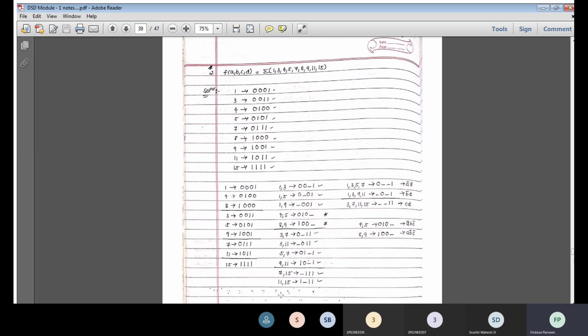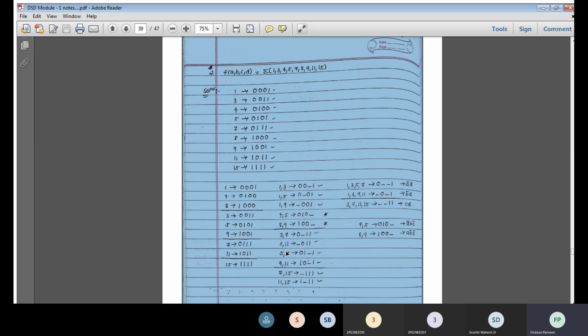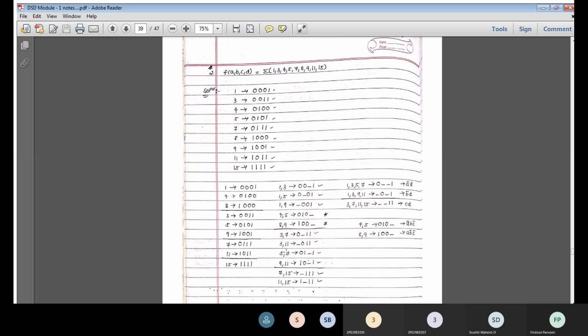So next, 3, 7, I will compare it with 11, 15 can be compared. So it is dash, dash, 1, 1. So 3, 7, 11, 15 put a tick mark. And also it is same thing, 3, 11, 7, 15 is also the same thing. I'll put a tick mark. Then 5, 7 can be compared here with this, no. 9, 11, no. But once it is compared here, you have already put a tick mark, no need of worrying. So here you can see these two have not been compared.